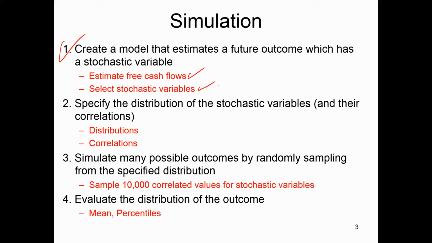For example, you may have asset prices as a variable in your model, and those asset prices you may assume are, say, normally distributed. In the model, you also have to specify the correlations among stochastic variables. So now you have a model to estimate some outcome, say free cash flows, and it has multiple stochastic variables where the distributions are defined and the correlations established. You would then run your simulation, sampling or creating random values for those variables, and then you would look for, say, the mean or percentiles of the distributions.